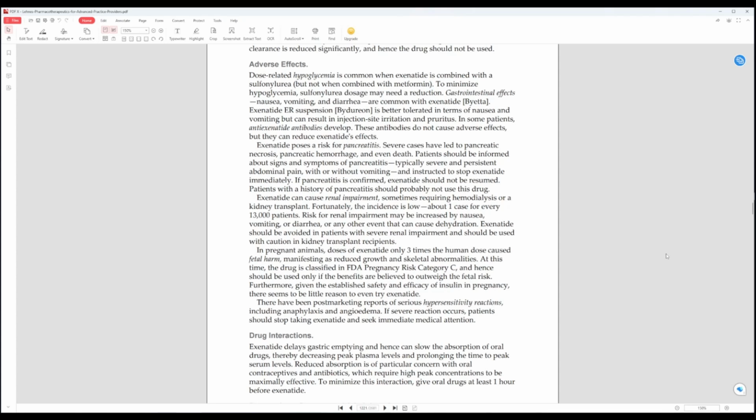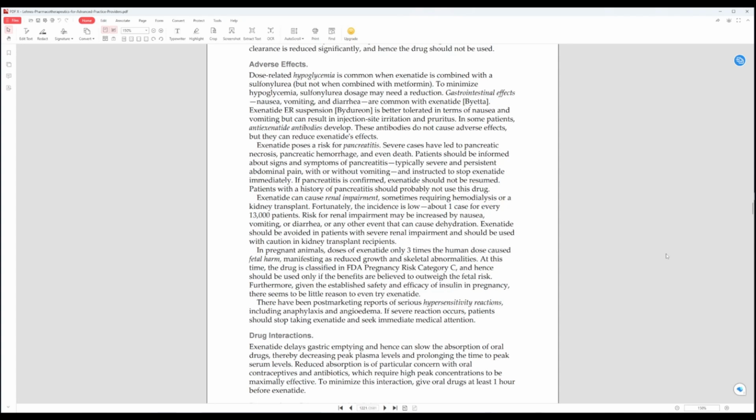In pregnant animals, doses of exenatide only 3 times the human dose caused fetal harm, manifesting as reduced growth and skeletal abnormalities. At this time, the drug is classified as FDA Pregnancy Risk Category C and should only be used if the benefits outweigh the fetal risk. Furthermore, given the established safety and efficacy of insulin in pregnancy, there seems to be very little reason to even try exenatide.